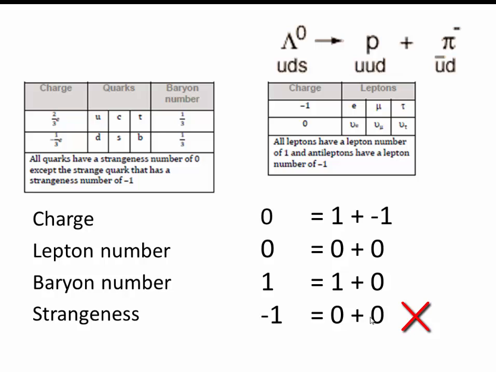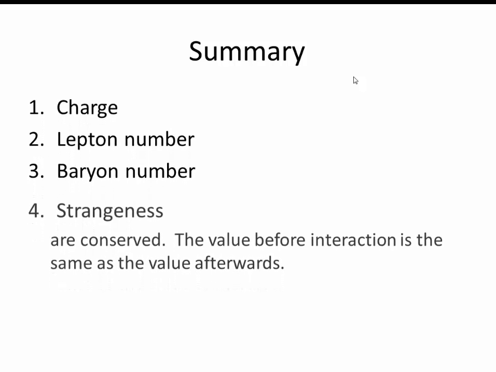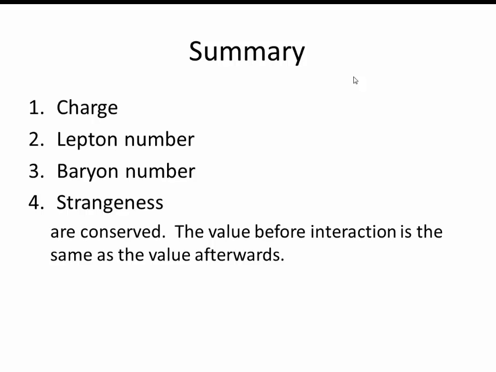However, it is possible that you have an interaction where the strangeness is not conserved, but this interaction will happen via the weak force, not via the strong force. So, in this case, strangeness is not conserved. This, however, could happen because strangeness is conserved in strong force interactions and not in weak force interactions. You need to be able to do these fairly quickly. So, summary. Charge, lepton number, baryon number, and strangeness are all conserved for the reaction to take place. In the exception when strangeness is not conserved, it must be with a weak interaction.